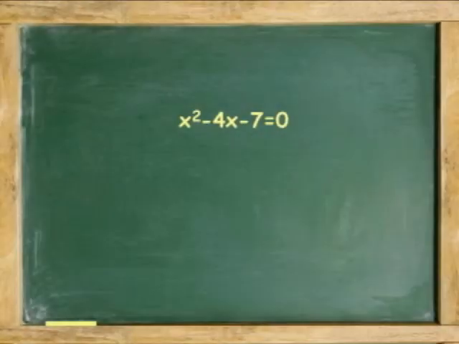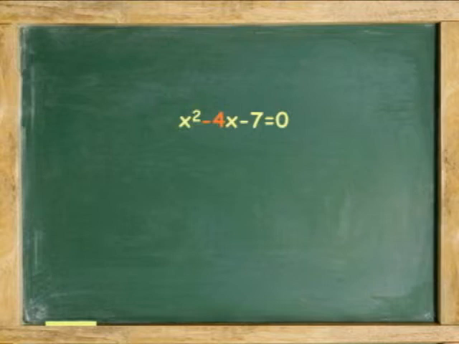What happens when we encounter a quadratic equation which cannot be factored? For example, x squared minus 4x minus 7 equals 0. Determine which two integers give a product of negative 7 and a difference of negative 4.